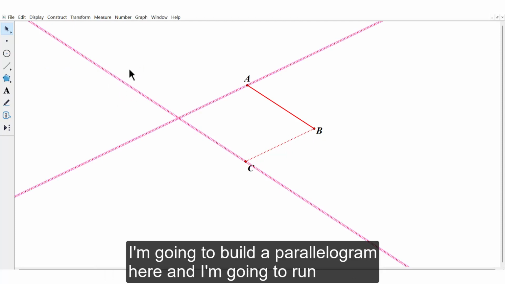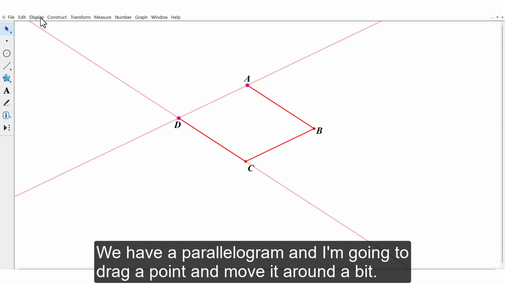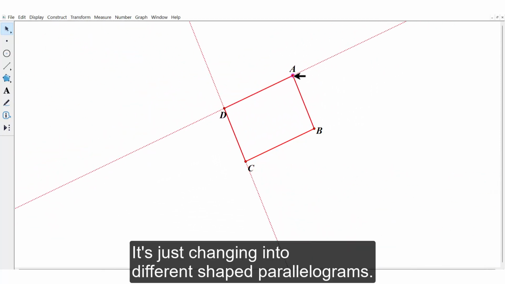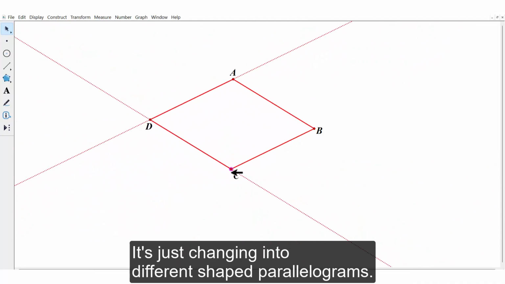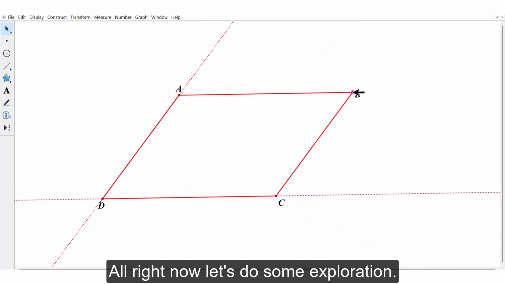I'm going to build a parallelogram here, and I'm going to run through the steps very quickly. We have a parallelogram, and I'm going to drag a point and move it around a bit. It's just changing into different shaped parallelograms, but all the sides are still parallel. All right, now let's do some exploration.